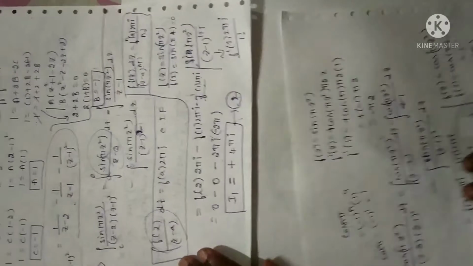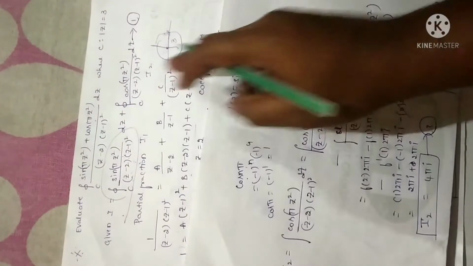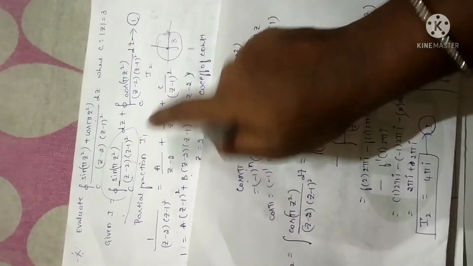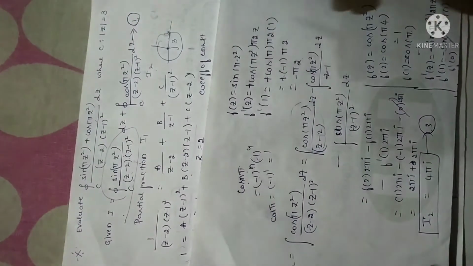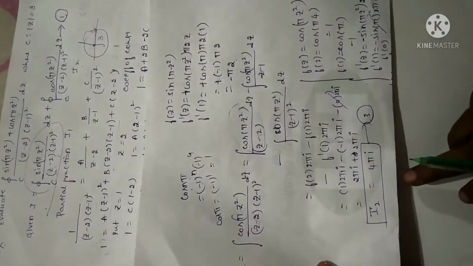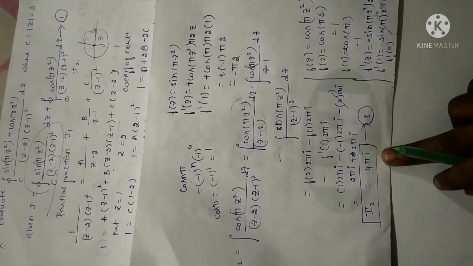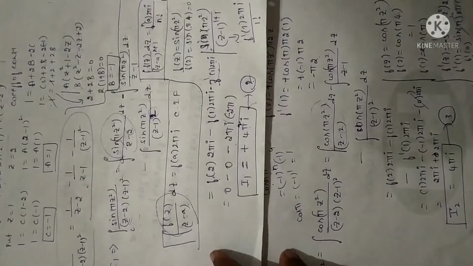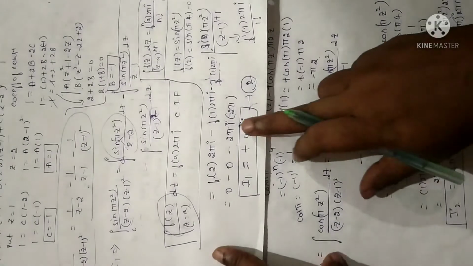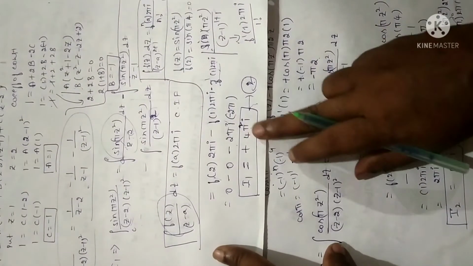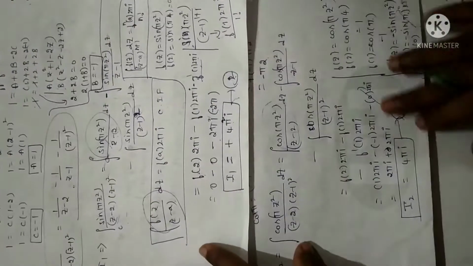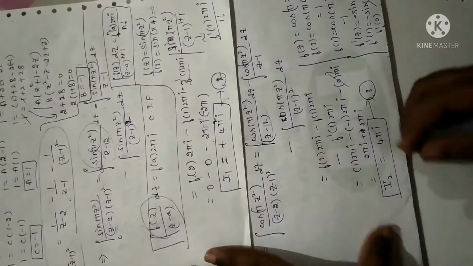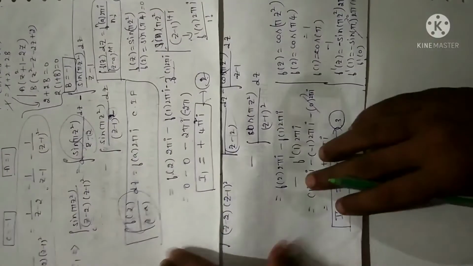Now look at equation 1. For the given problem, I have split the given problem into two. So first I have to add the first integral value, that is I1, and the second integral value I2. So I have obtained the value of I1 as 4 pi I and I2 as 4 pi I. Now I have to add both the values in order to get the solution. Fine. So let me do that. I1 is 2 pi I into minus 2 pi is 4 pi square I, whereas I2 is 4 pi I. So the solution of the given integral I am going to write here.